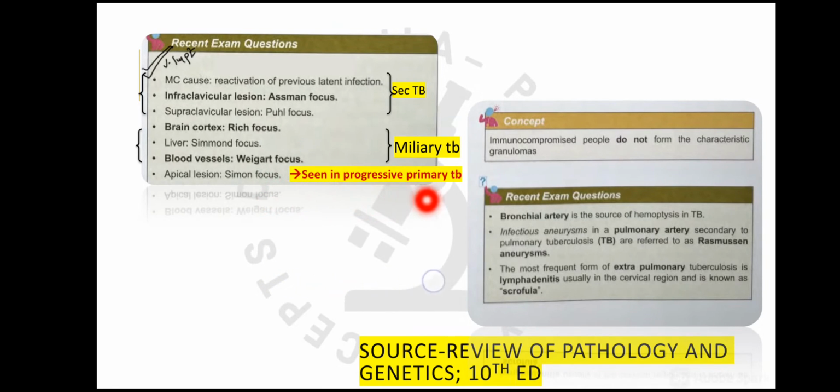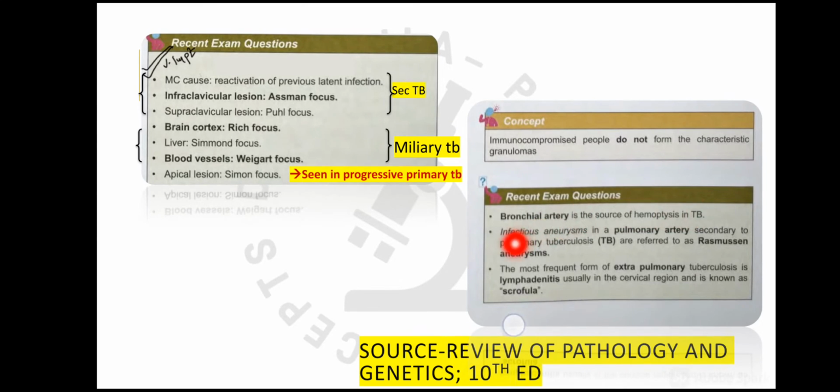And in progressive primary TB also, sometimes apical lesions are seen, but here it is known as Simon focus. So in progressive primary TB, the TB spreads from the Ghon focus to other parts of the lung, and also to other parts of the body it can go. And if it again reaches the lung in the apical region and forms a lesion, it is known as Simon focus. So this has been asked in previous year exams.